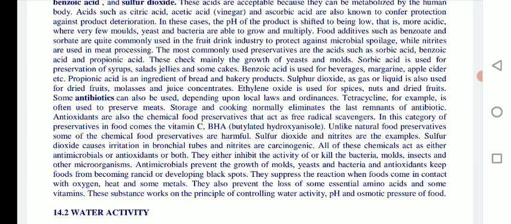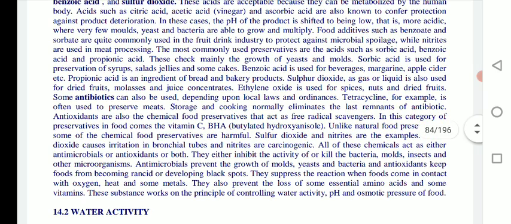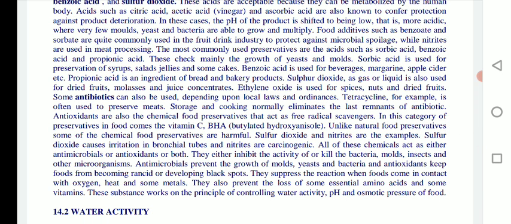Sorbic acid is used for preservation of syrups, salads, jellies, and some cakes, while benzoic acid is used for different kinds of beverages, margarine, apple cider, etc. And propionic acid is an integral ingredient of bread and bakery products.